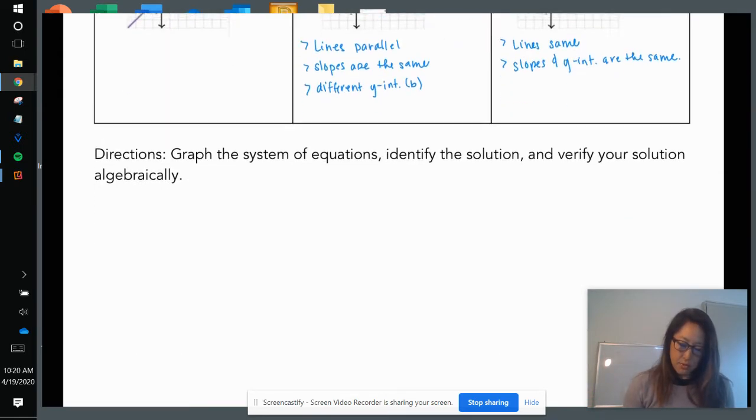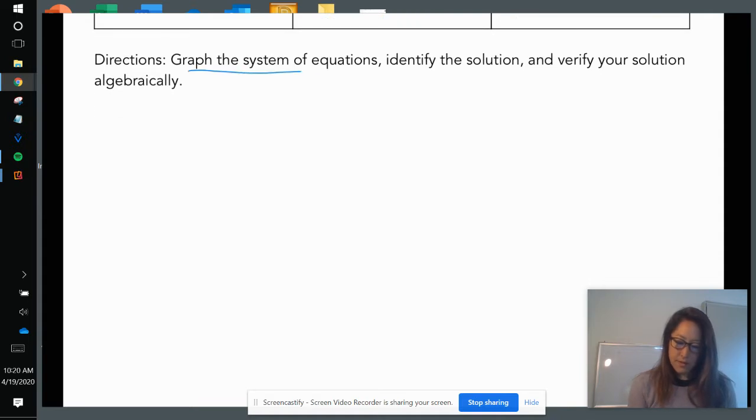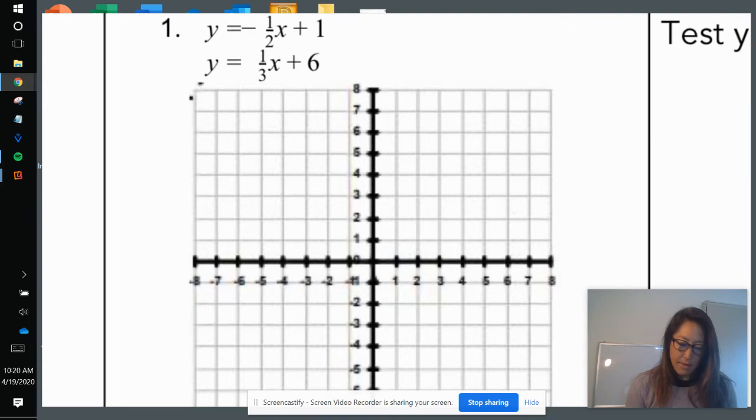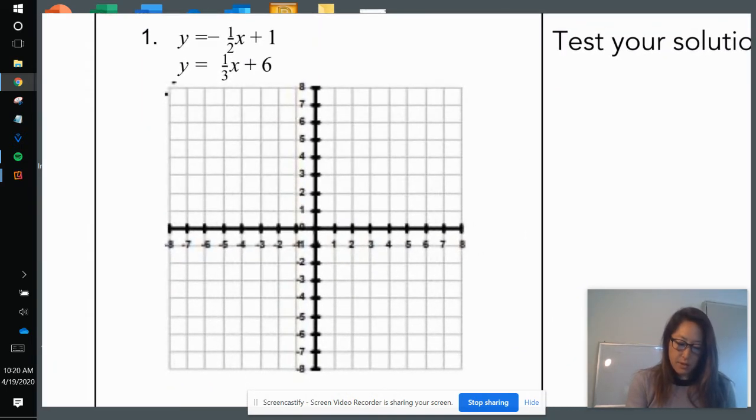Okay. So here we're going to graph the systems, identify the solutions, and verify the solution algebraically. So number one, first we're going to start by graphing. So I'm going to look at my first equation and see my slope, or the m value, is -1/2, the multiplier in front of x. And then the b value is the constant, which is 1. Next up is the second equation, which I can see the slope is 1/3, and the b value is equal to 6, the constant.